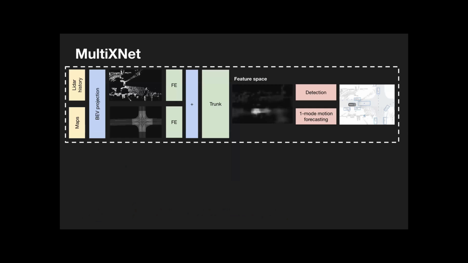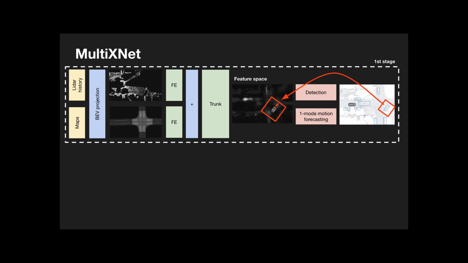Here's a more detailed algorithm of MultiXNet, reading from left to right. It takes as inputs maps and a history of LiDAR points, then again employs an early projection into bird's eye view and combines both LiDAR and map features. Then after the backbone, the tasks of detection and motion forecasting are performed. Essentially, the first part of the network, which is what we show here, is the same architecture as IntentNet. It just has a few improvements in terms of data augmentation and a more expensive trunk and feature structure. Then it starts with the difference.